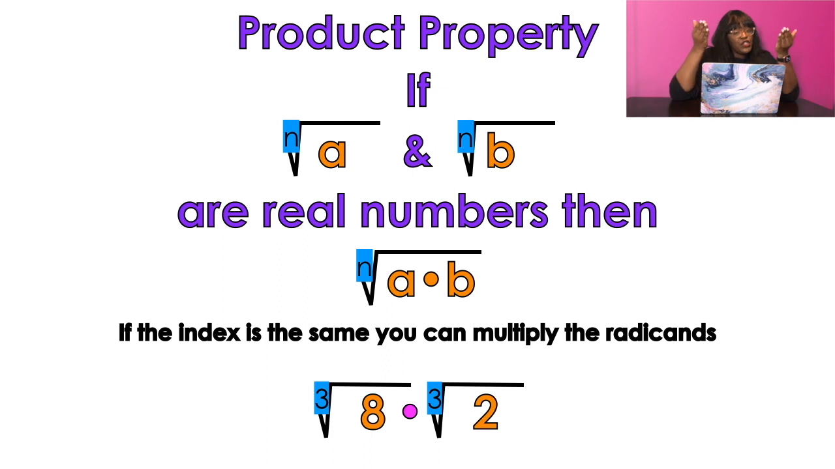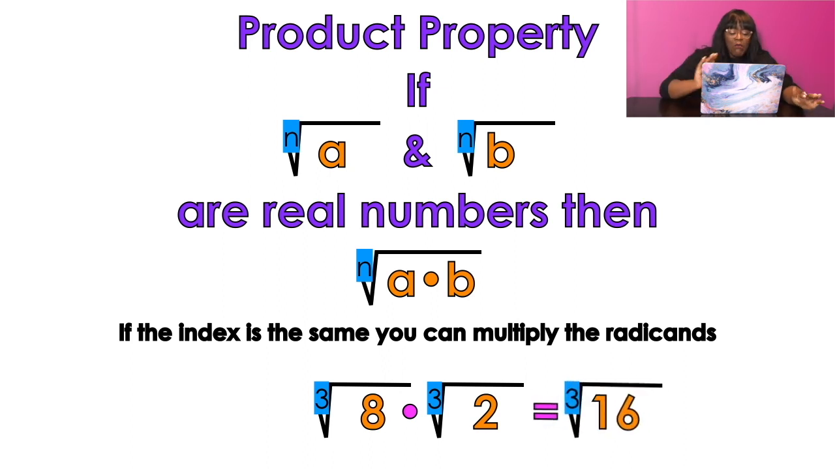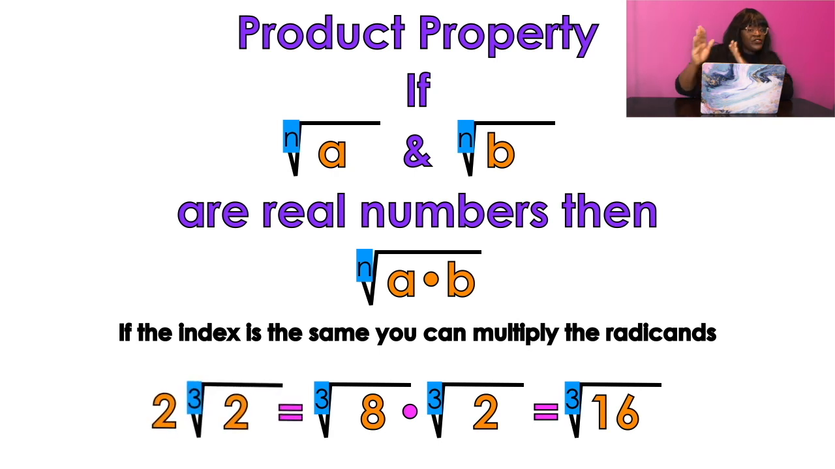So let's say I have the cube root of 8 times the cube root of 2. Both of them are cube roots, so I can multiply the 8 times the 2, and that's going to give me the cube root of 16. Now, I'm going to throw you for a loop here, but I need you to stay with me. We know that the cube root of 8 is equal to 2. So instead of multiplying those two things, I could just simplify the cube root of 8 to be a 2 and leave the cube root of 2 alone. Those are equivalent expressions, and that last one is the one you want to use because it's the most simplified version. But anyway, I'm getting ahead of myself.